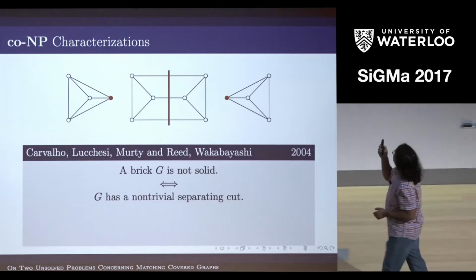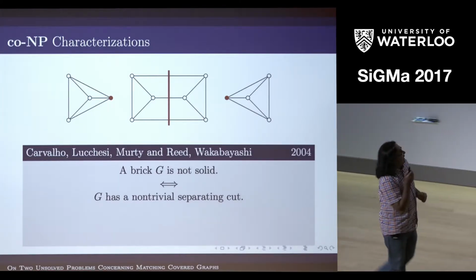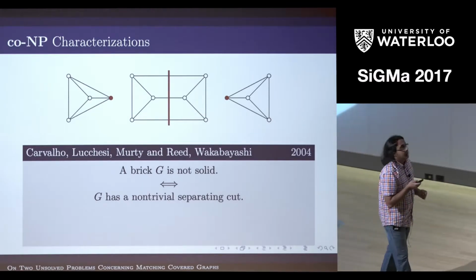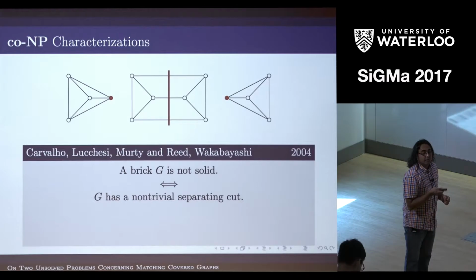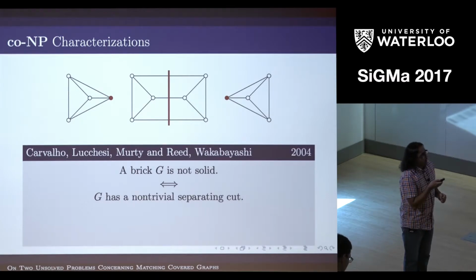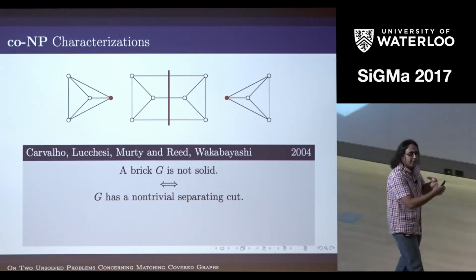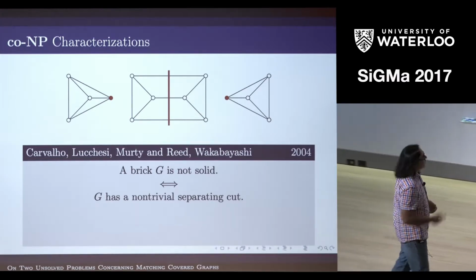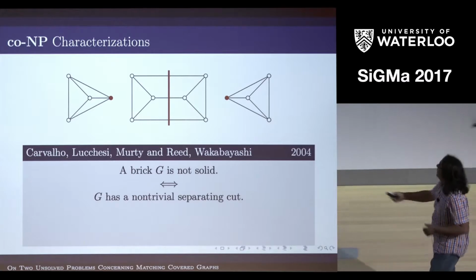And they proved that a brick is not solid if and only if it has a non-trivial separating cut. So in an odd wheel, for example, you would not be able to find a non-trivial separating cut. Similarly in Möbius ladders. Okay, and this explains why we call them solid, because you can't really break them into smaller matching covered graphs, right? So we're going to call them solid bricks. It's easier to speak than Birkhoff-von Neumann all the time.